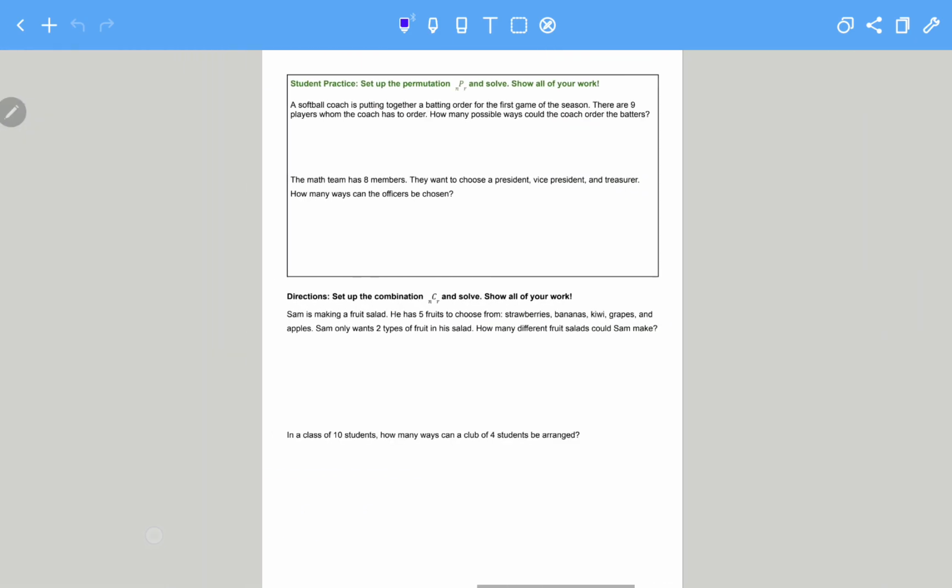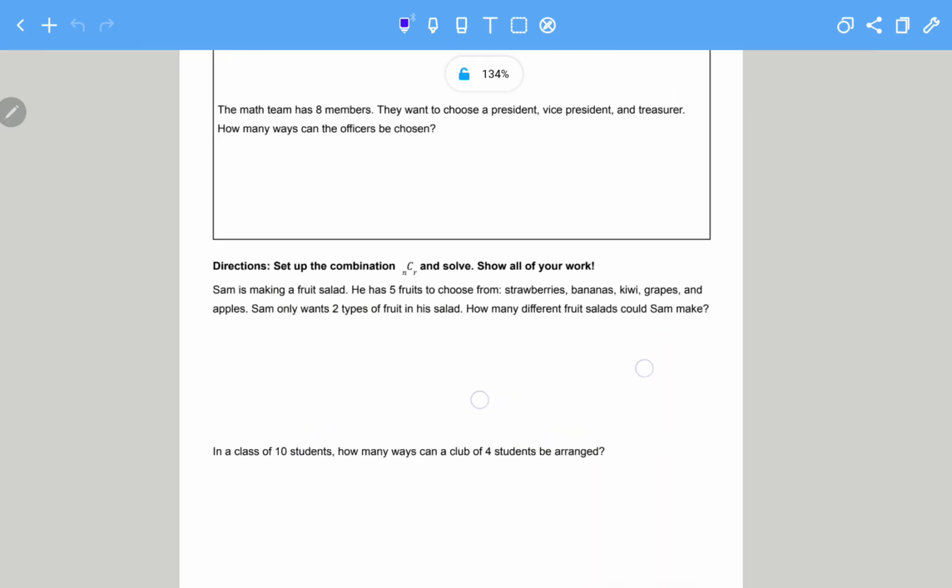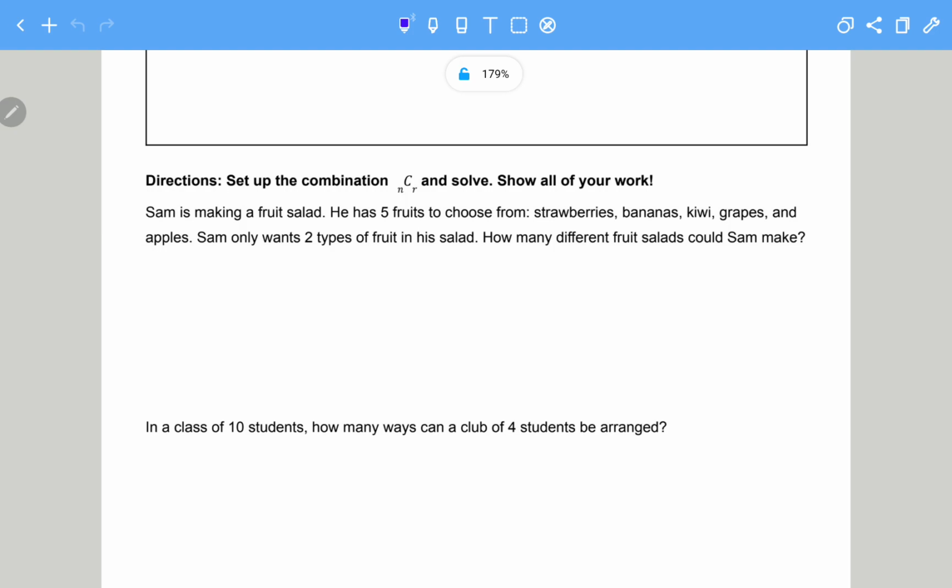Our last example for today, okay, are combinations. Okay, I know it's a longer set of notes. That's okay. Combinations. Remember, N and R mean the same thing. So N is how many to choose from. R is how many we're choosing. Sam is making a fruit salad. He has 5 fruits to choose from: strawberries, bananas, kiwis, grapes, and apples. Sam only wants 2 types of fruit in his salad. How many different fruit salads can Sam make? Okay, so how many is he choosing from? 5. How many is he choosing? 2. So 5 combination 2.